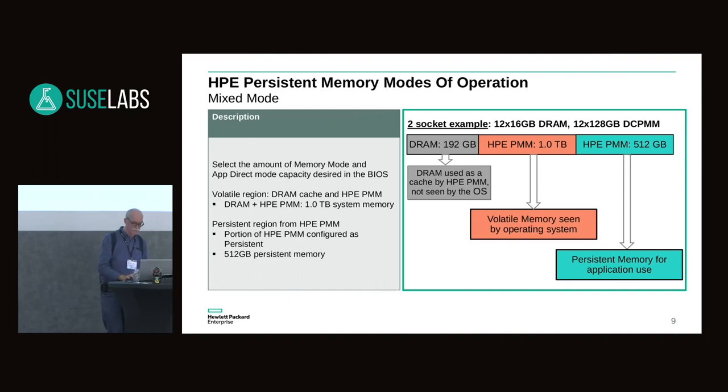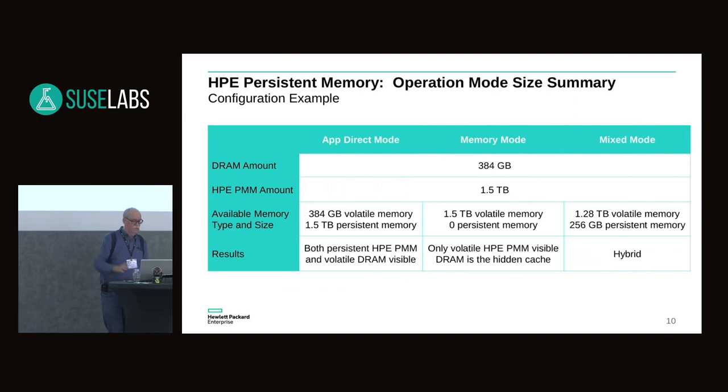The numbers and use cases I've got really don't showcase that much. So just to drive it home, if you've got a machine that looks like this with that amount of DRAM and that amount of persistent memory, in app direct mode, you have both of them visible with different characteristics. In the middle, the DRAM disappears, so that it's not available in any way, shape, or form.